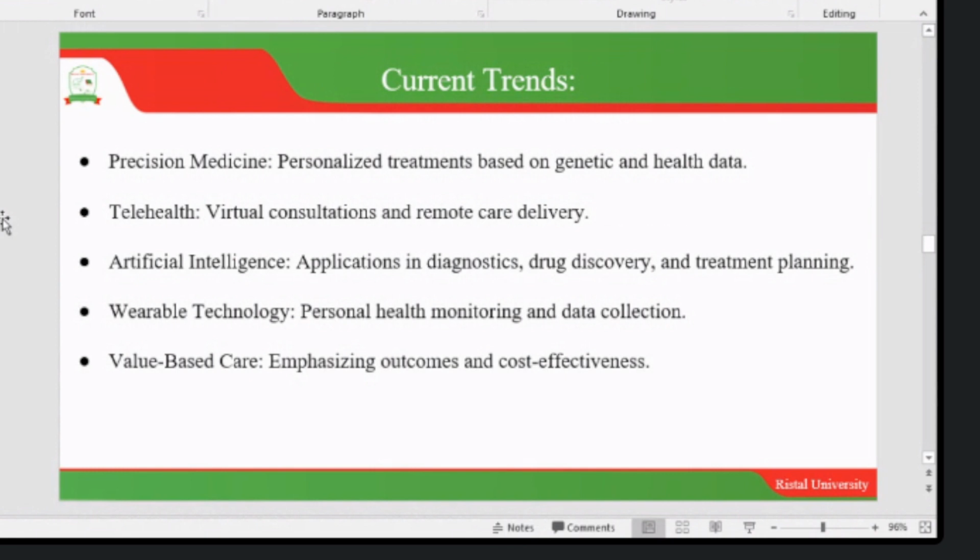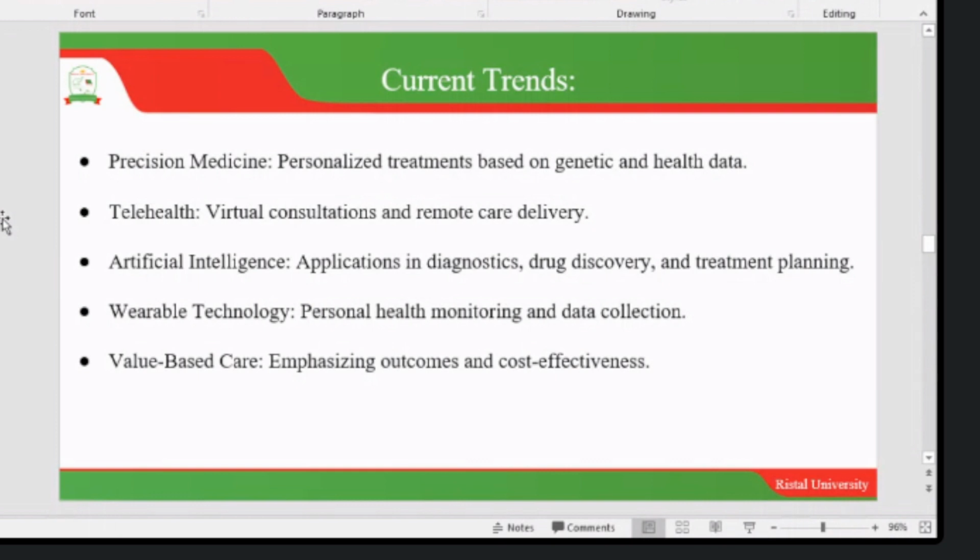We have wearable technology as another current trend. You must have seen people putting on smartwatches which can monitor their blood pressure and their pulse, and other technologies which are wearable, like bracelets, and do personal health monitoring and data collection.